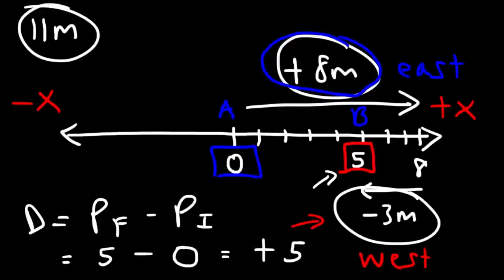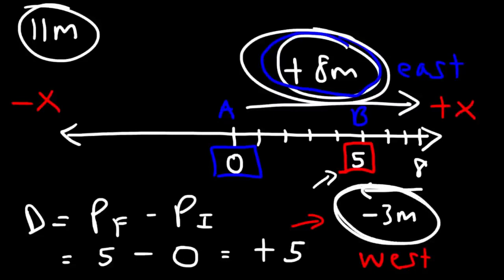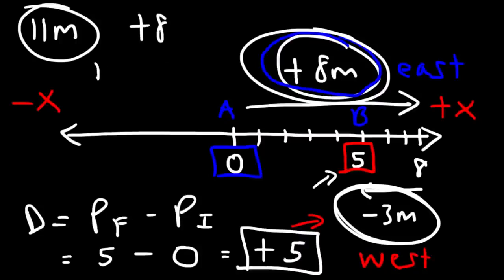Keep this in mind. Distance is always positive, but displacement can be positive or negative. If you're traveling east or north, displacement has a positive value. If you're traveling west or south, displacement has a negative value. And so if you add up the displacement for the first part of the trip, plus the displacement of the second part, you get the net displacement of positive 5. Positive 8 plus negative 3 will give you positive 5.